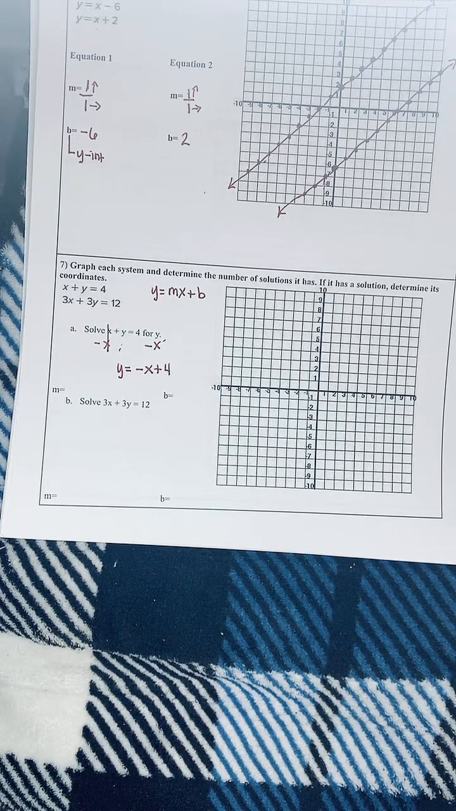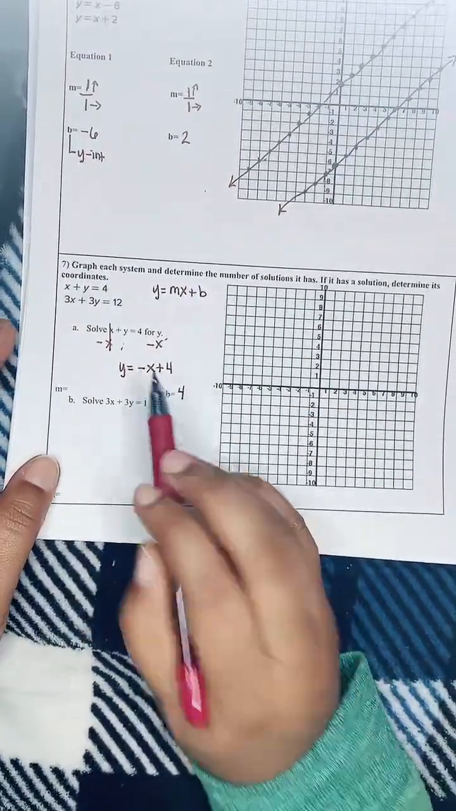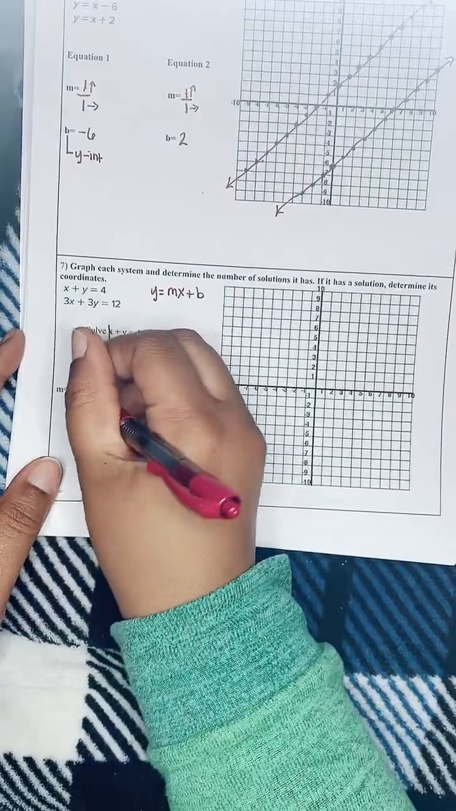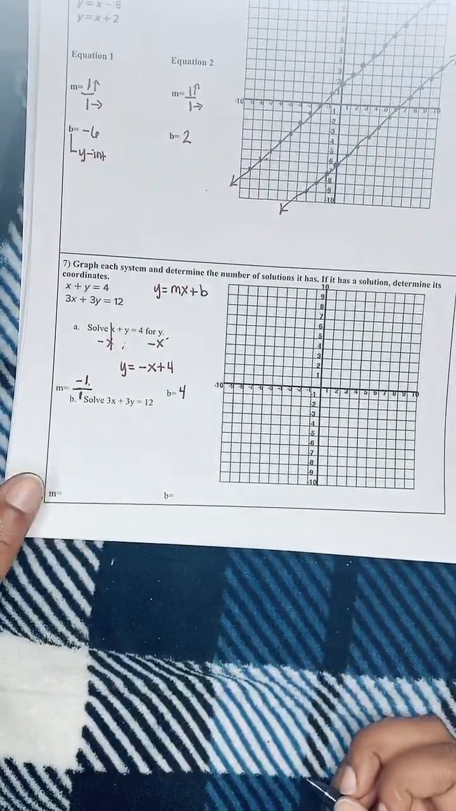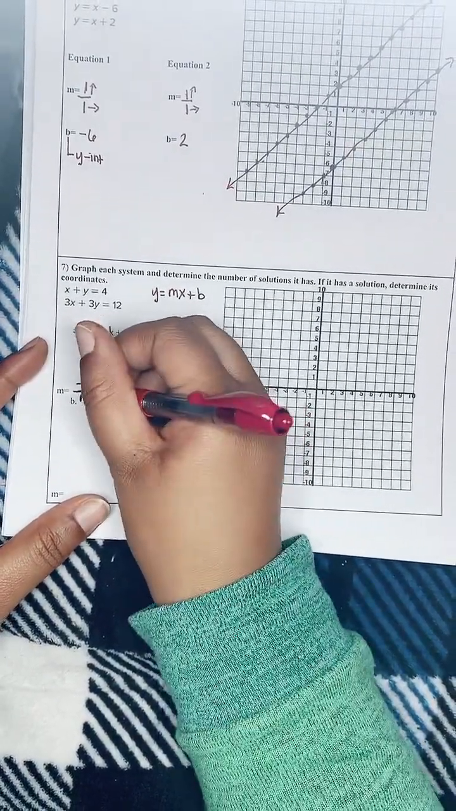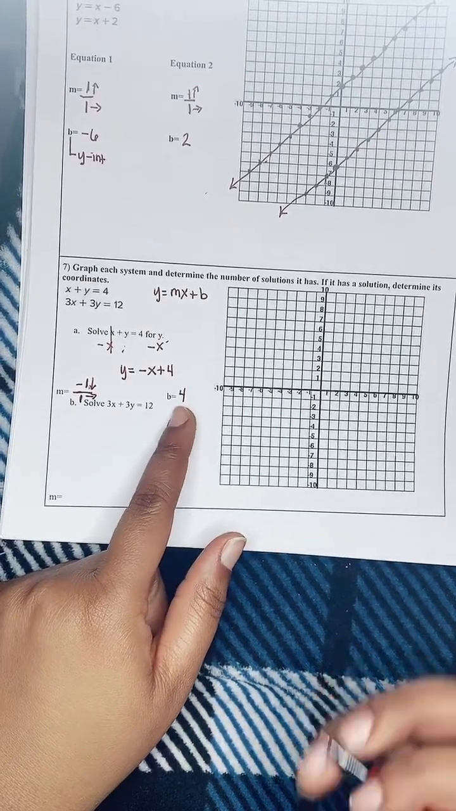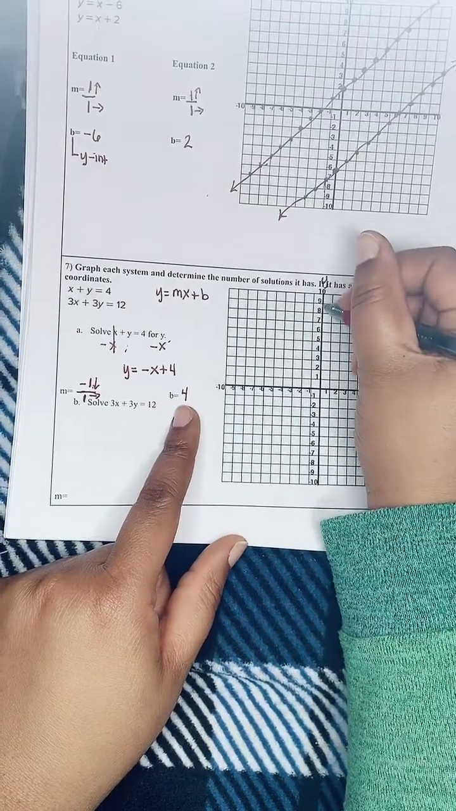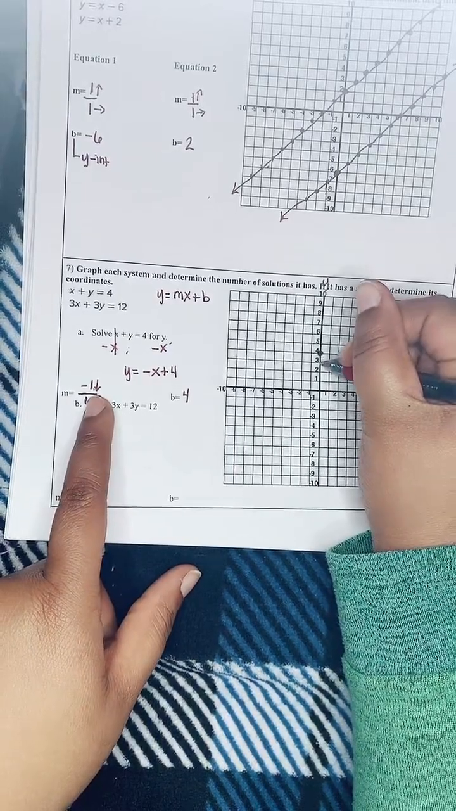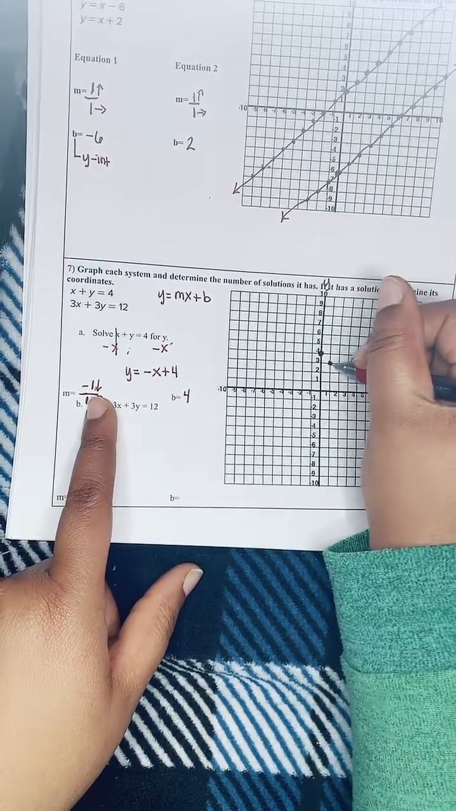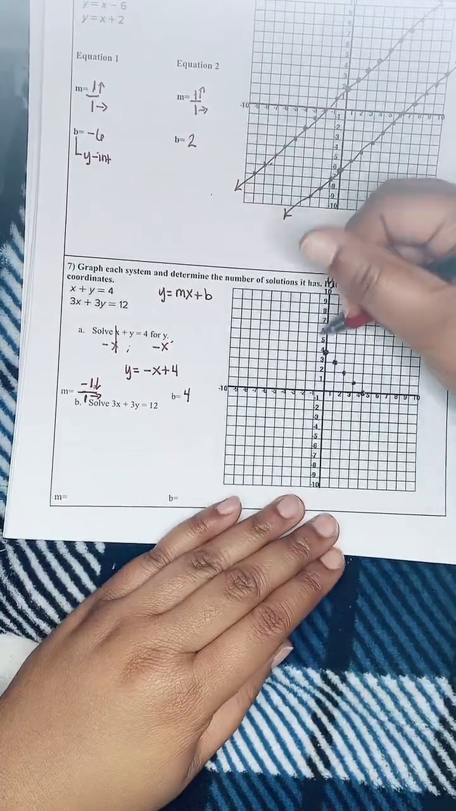-1 and 4. B is 4. Perfect. So our b here is a positive 4. And our m is -1 over 1. Whenever you have a whole number, you could put it over 1. So here I'm going to go down 1 to the right 1. I start with my 4. On my y-axis, I go till I find 4. From here, this is telling me to go down 1 over 1. Down 1 over 1, down 1 over 1. And this is my line.